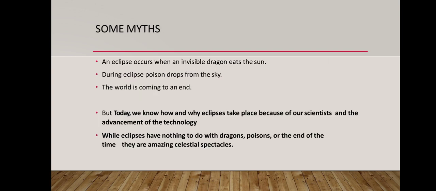And at last, we will see some common myths. People conclude that an eclipse occurs when an invisible dragon eats the sun. These are just myths and very interesting. What an interesting myth. And then they say that during an eclipse, poison drops from the sun. That is totally not acceptable, and that is totally false. And then they say the world is coming to an end.